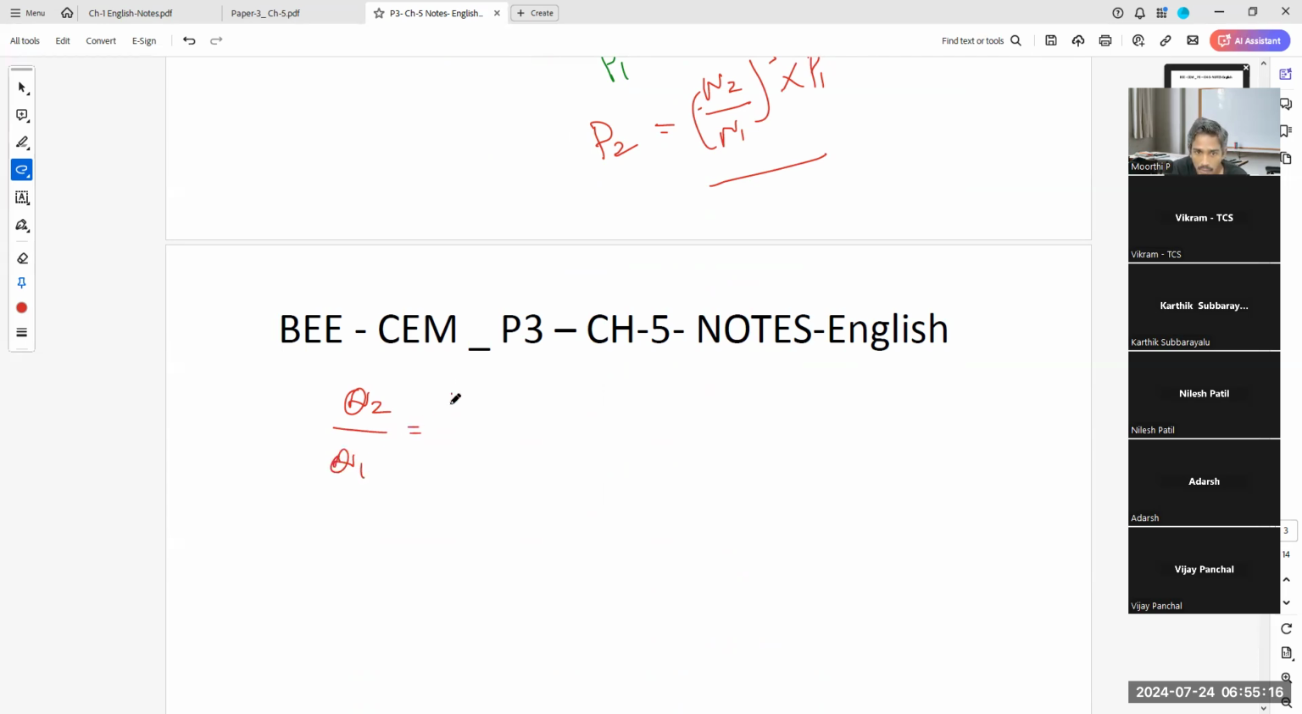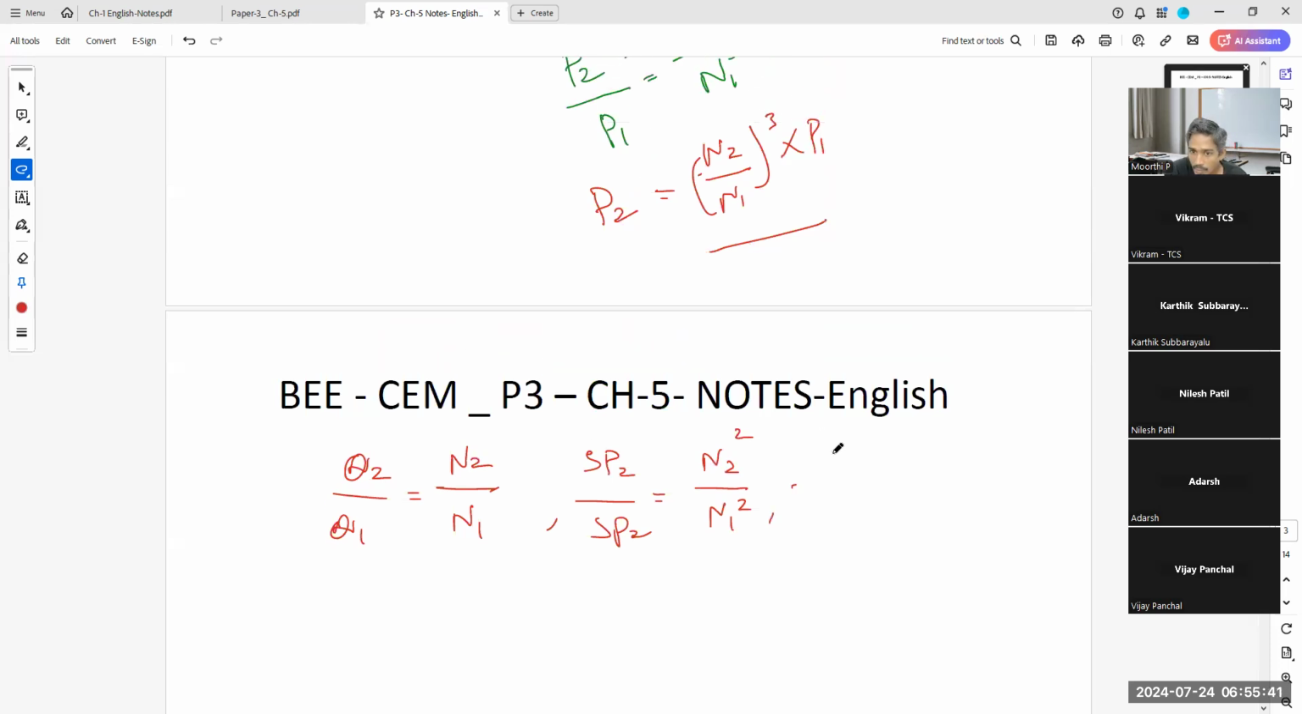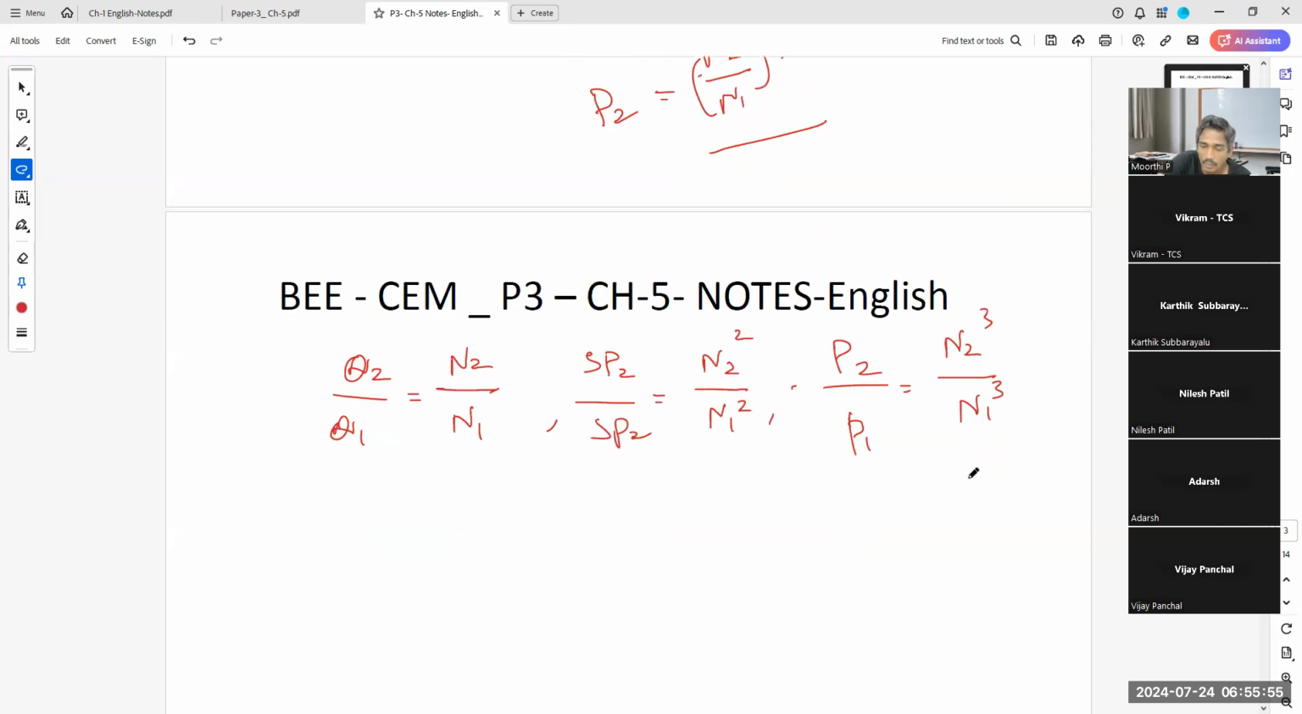Q2 divided by Q1 equals N2 divided by N1. Static pressure 2 divided by static pressure 1, because it is directly proportional to N2 square divided by N1 square. Here power 2 divided by power 1 equals N2 divided by N1, what will happen? N cube. Okay. Next time I am giving one calculation, you have to do it, na?